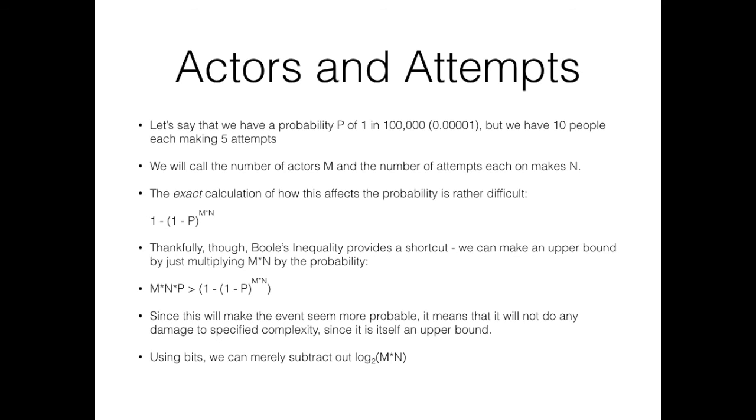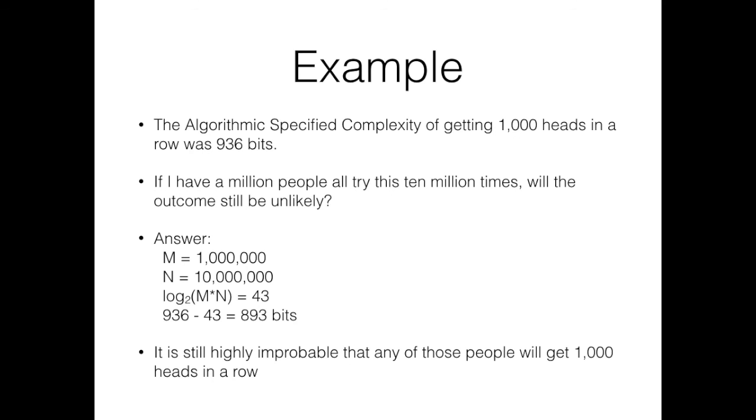So using bits, we can merely subtract out log 2 of m times n to account for the actors and the attempts. So going back to our heads example, the algorithmic specified complexity of getting 1,000 heads in a row was 936 bits. If I have 1,000,000 people try this 10 million times, will the outcome still be unlikely? Well, here's m, here's n, and the log 2 of m times n is 43. So it only removes 43 bits from our specified complexity. So it is still highly improbable that any of these people will get 1,000 heads in a row.